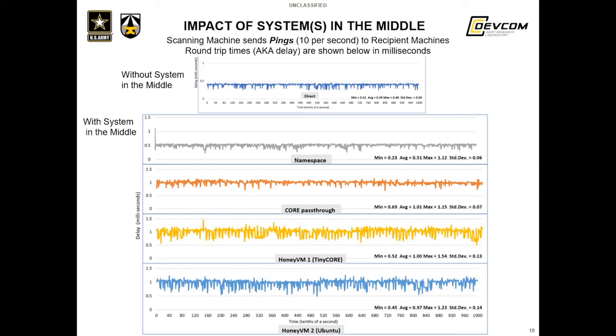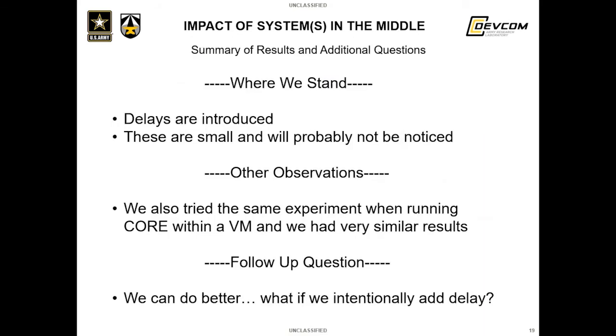The pass-through to a physical recipient and HoneyVM cases are similar to each other, except that the standard deviation for the pass-through is a bit lower. So still generally the delays are relatively close. So in summary, we know that there are delays, but they're small and it's unlikely that they'll be noticed, especially in more complex networks when not studied side by side like we have here. It's also noteworthy that we also tested with core running in a VM. We had similar but less stable results. The question that we sought to answer next is, can we match the delays of the namespace case to be closer to that of the others?